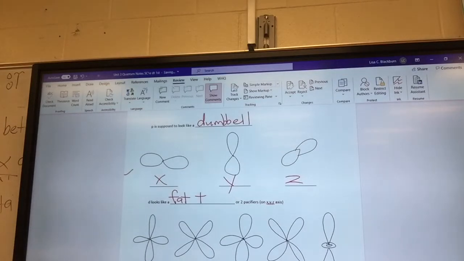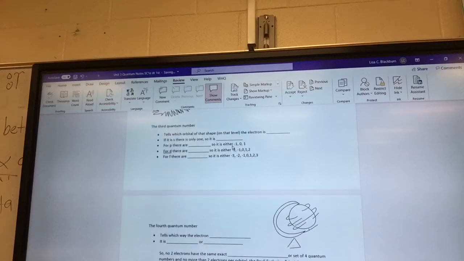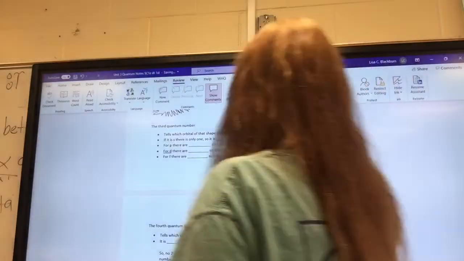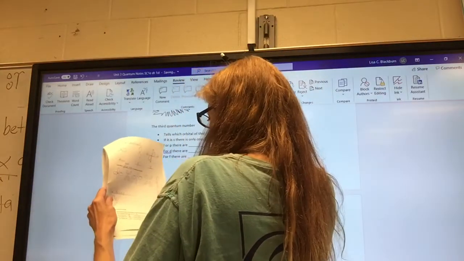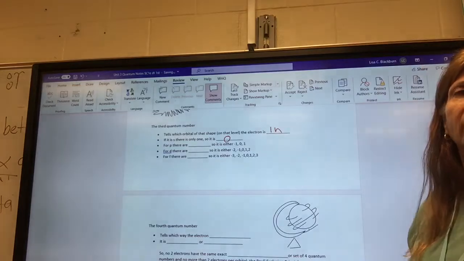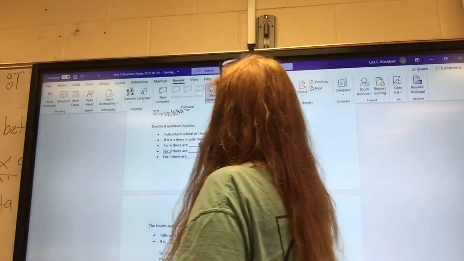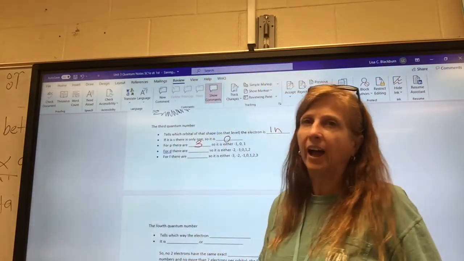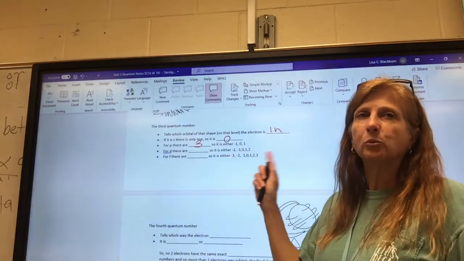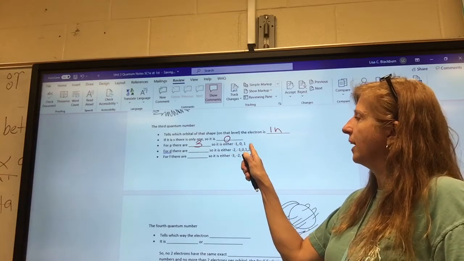All right, let's look at the last thing about the numbers here. There's seven of them. See, it's times seven. The third quantum number tells which orbital of the shape on the level the electron is in. So if there's S, there's only one, so it's a zero. So the third quantum number, if it's in an S-shaped room, is always zero. For P, there are three, X, Y, and Z, right? So the number that tells you which one it is: negative 1, 0, or 1, X, Y, or Z.